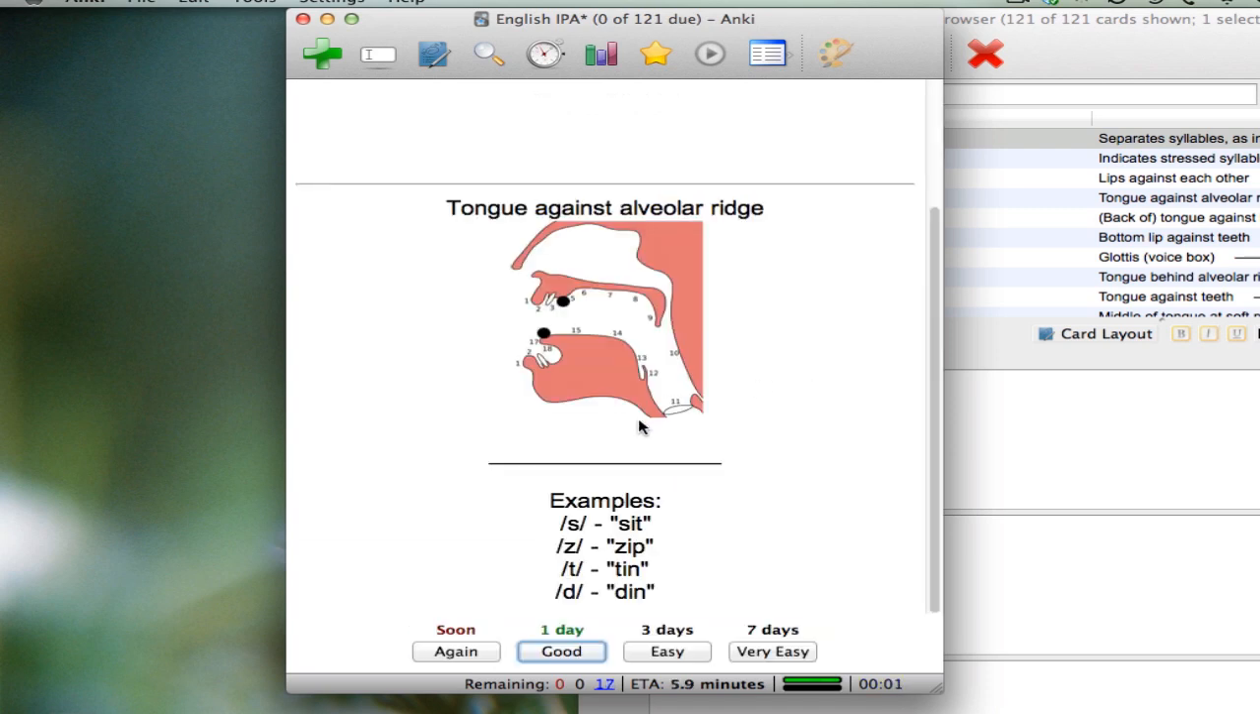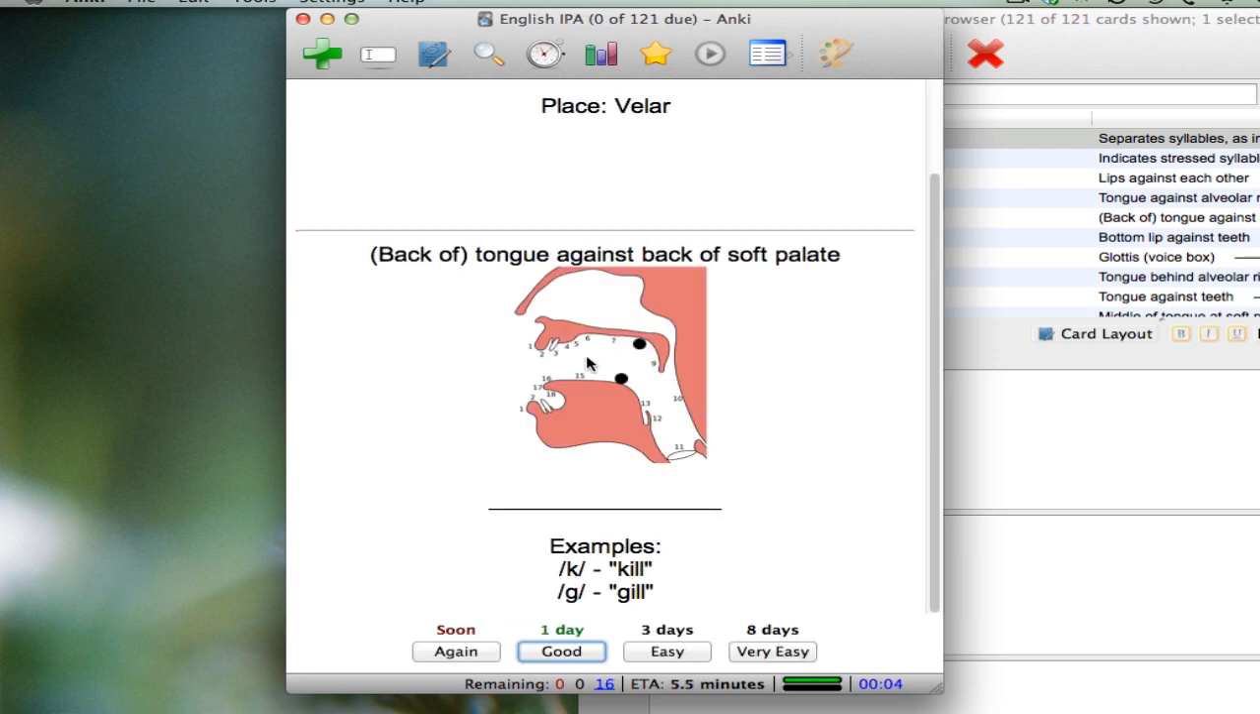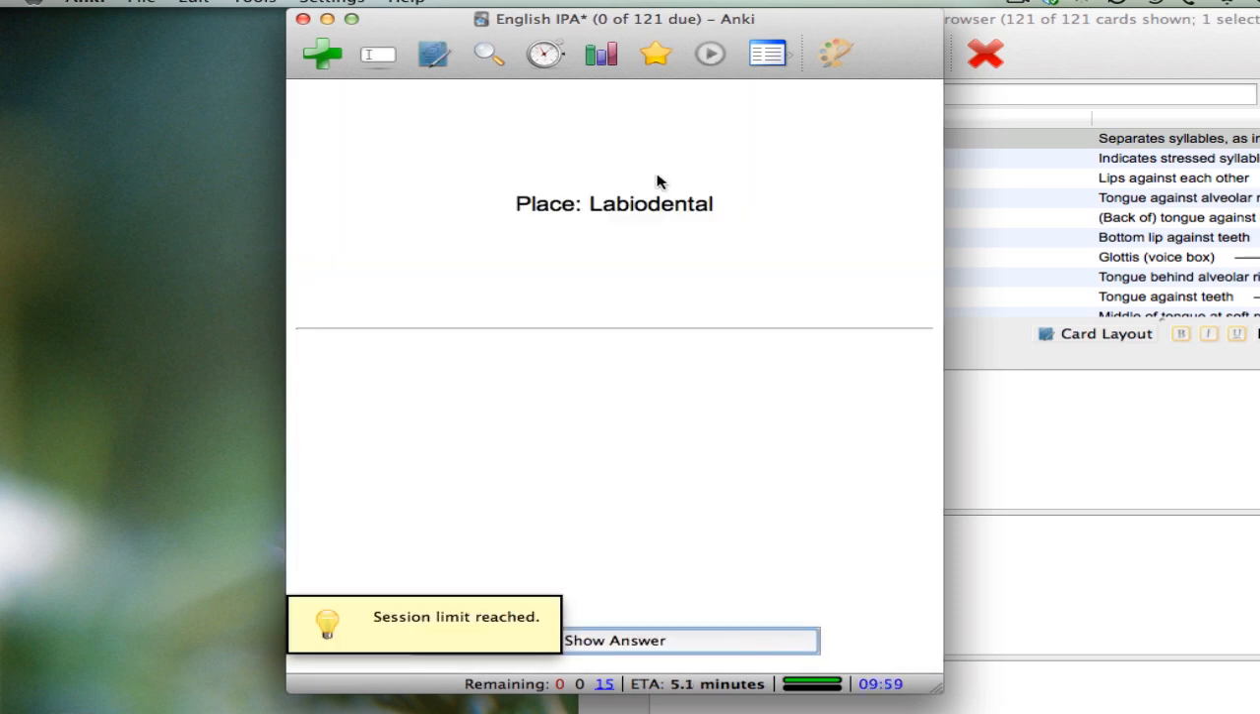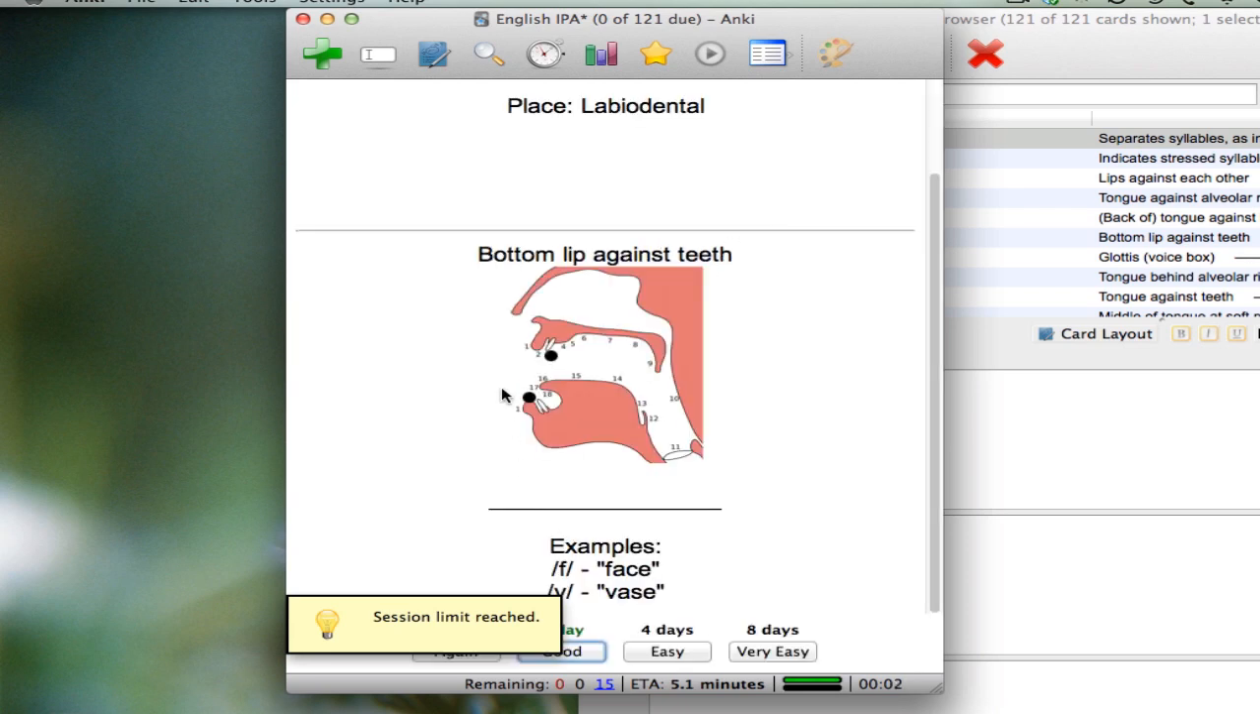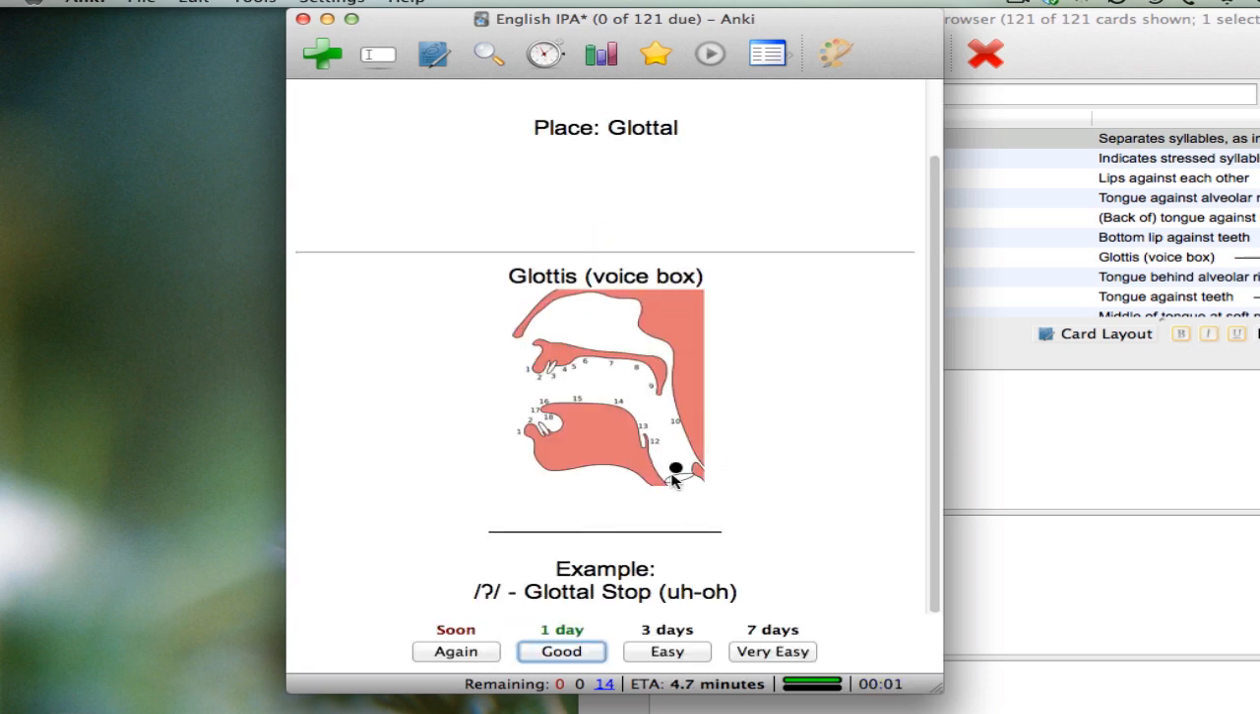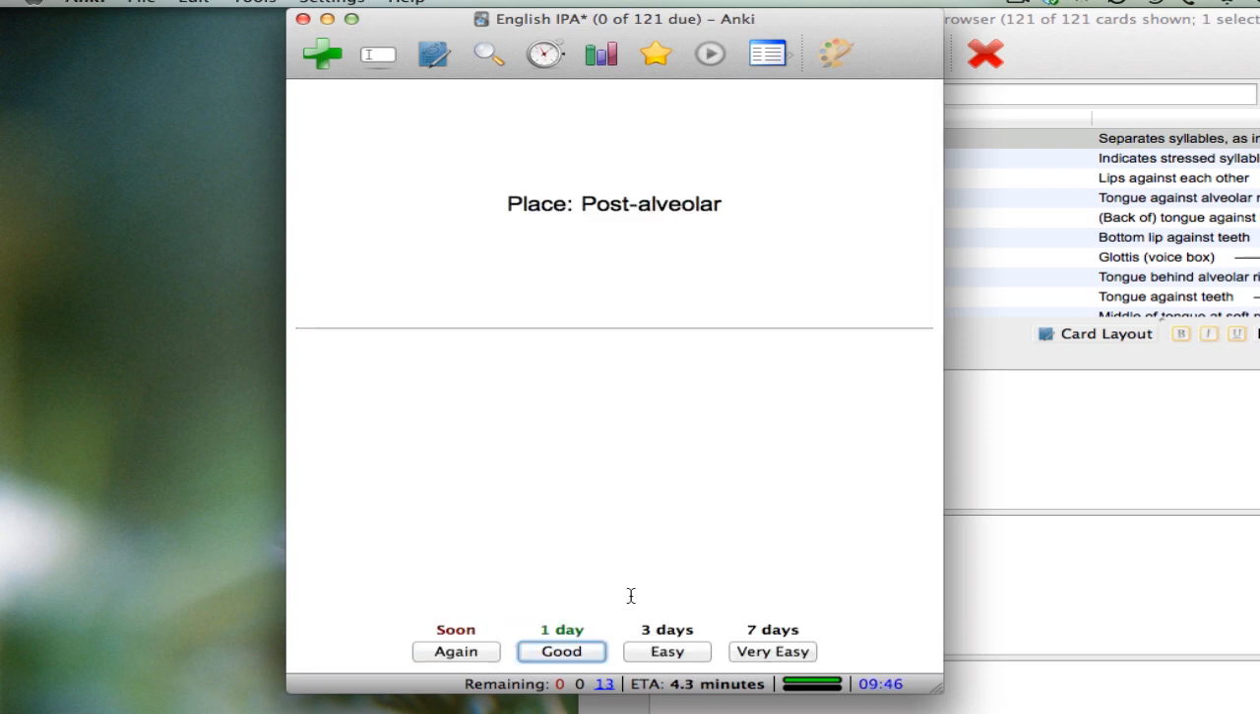Same thing here, alveolar. I have all these examples from English, and this is the tip of your tongue, basically, and the alveolar ridge. Velar is the back of the tongue and the back of your soft palate, as in kill or gill. And labiodental is right here in face and vase. This is the bottom lip against your teeth. Glottal is right back at the vocal cords. Uh-oh and hi are both glottal examples.